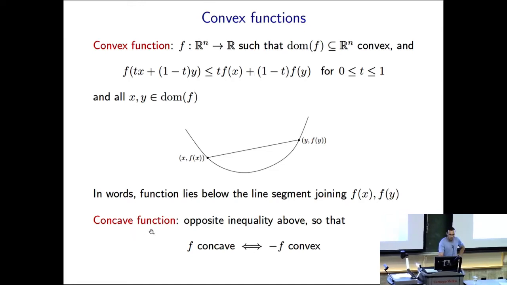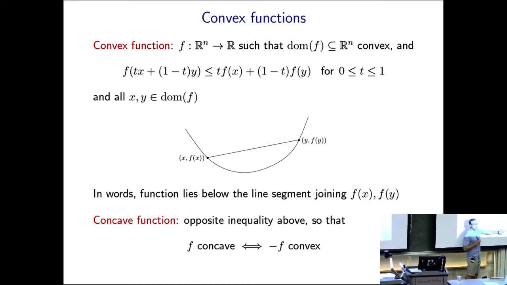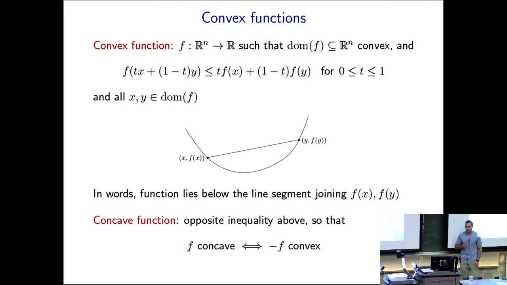A concave function is the opposite. It's a function for which the opposite inequality must hold: the left-hand side must be greater than or equal to the right-hand side. One thing you'll see is that f being concave is equivalent to minus f being convex. So basically, I'm just going to tell you about convex functions. If you want to know about concave functions, apply everything that we say to minus f, and it'll give you statements for concave functions.